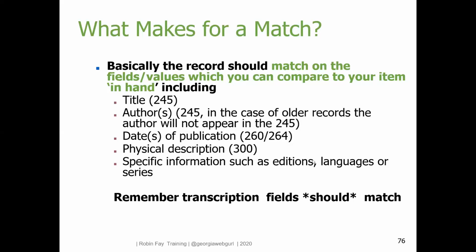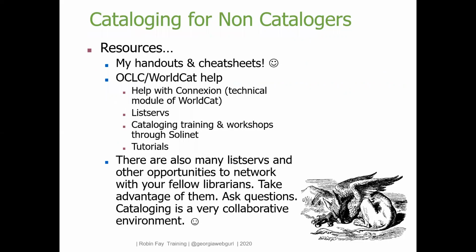Transcription fields should match. Your 245 should match. Your publication information should match. Your edition information should match exactly what's on your piece. If it does not, that's the decision point where you may need to look for other records to see whether or not there is a better match.